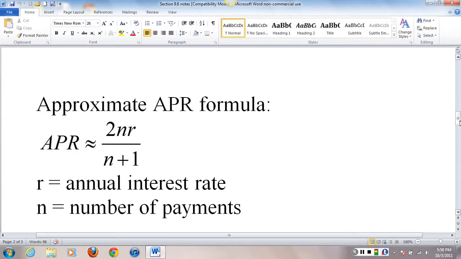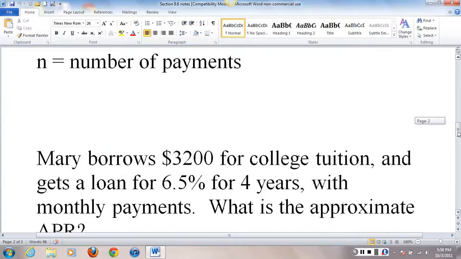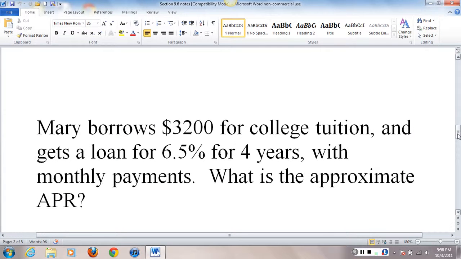So a common question I could ask you would be, for example, Mary borrows $3,200 for college tuition, gets a loan for 6.5% for 4 years, with monthly payments. What is the approximate APR? So annually, what's the percentage rate that she would get?